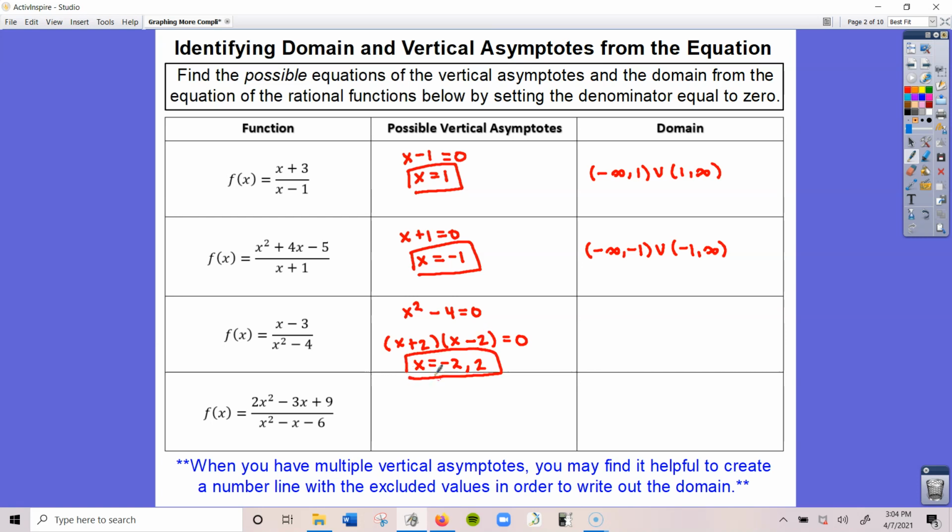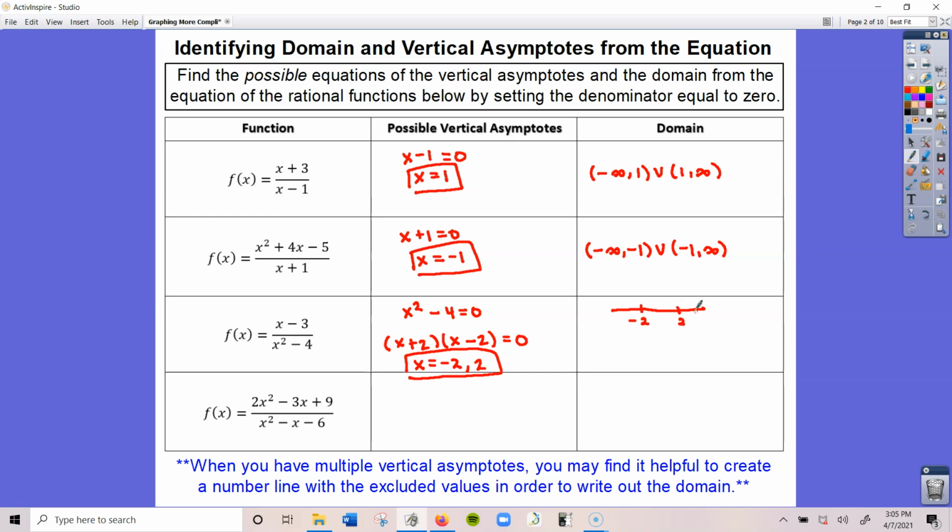Now in order to find the domain, and I put it here, when you have multiple vertical asymptotes, you may find it helpful to create a number line with the excluded values in order to write out the domain. My two excluded values here are negative 2 and 2. So what I'm going to do here to write out the domain is I'm going to create a number line with those excluded values.